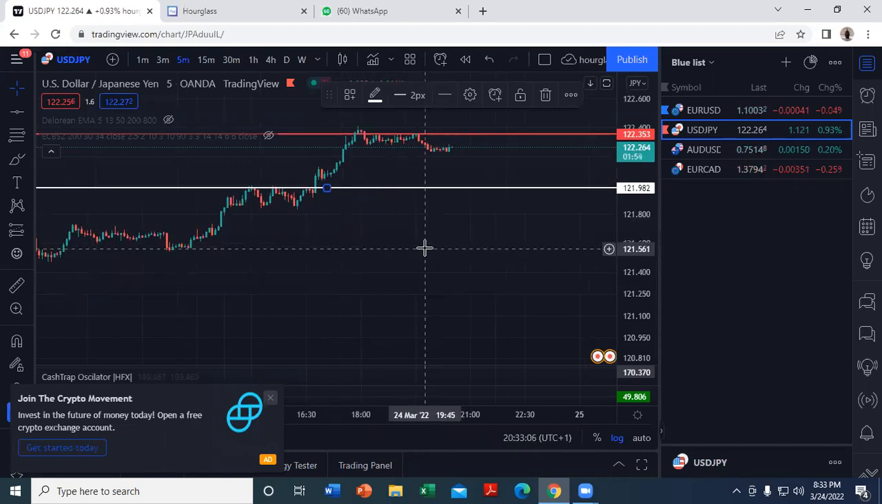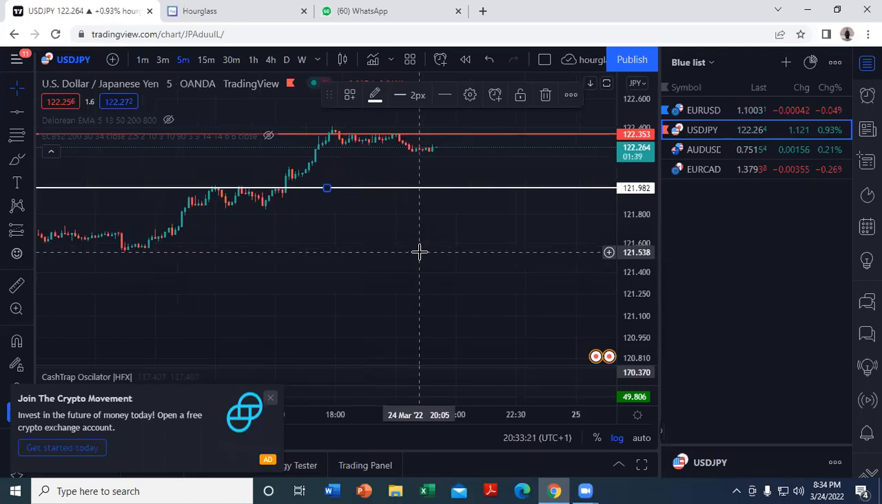Now, be conscious of the fact that only chart markup cannot make you win a trade. You must have a strategy.